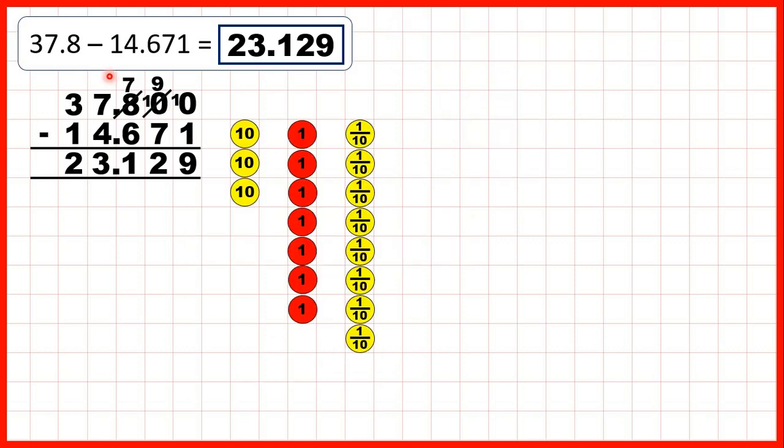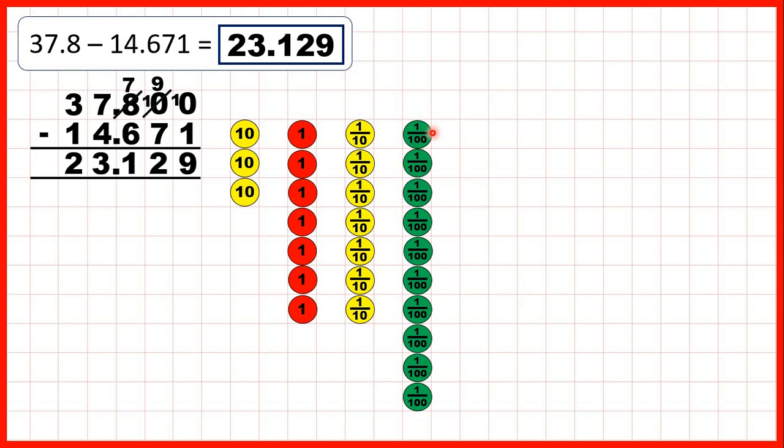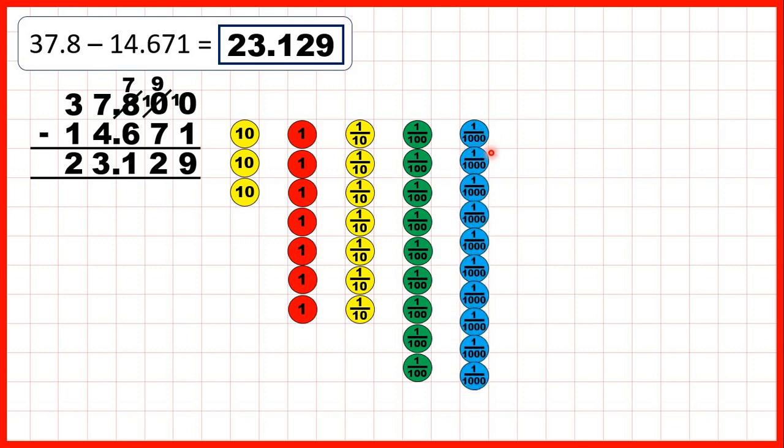That gives us 0.262. Let's take another look at this first question, but let's use place value counters so we can see what we did. We started with 37.8, so that's 3 tens, 7 ones, and 8 tenths. First, we wanted to subtract 1 thousandth, but to do that we first had to exchange one of our tenths for 10 hundredths, so we can take one of our tenths and exchange it for 10 hundredths counters. Then we took one of those hundredths and exchanged it for 10 thousandths, so we can take a hundredth counter, and that's the same value as 10 thousandths.